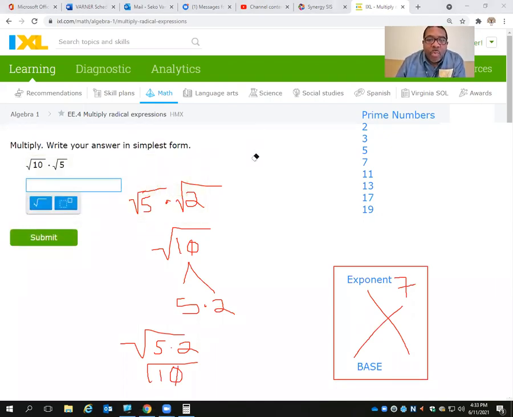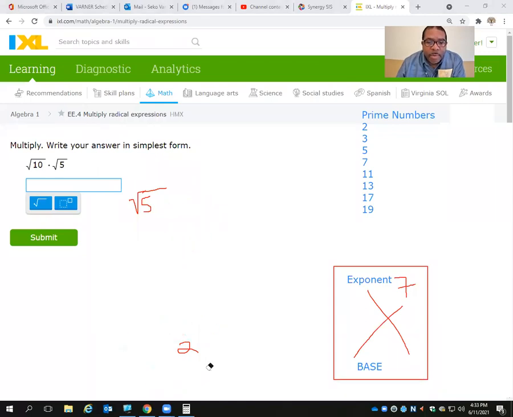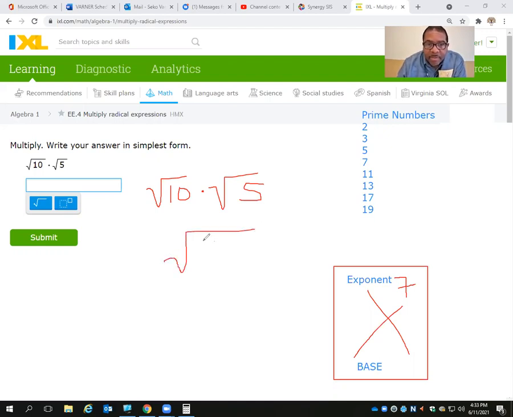Okay, so let's do one more. One more, uno más. Okay, so check it out. We have the square root of 10 times the square root of 5. All right, so 10 times 5 is 50. Okay. And now I'm going to break out 50. I'm going to reduce it to prime numbers. I'm going to prime factor it.